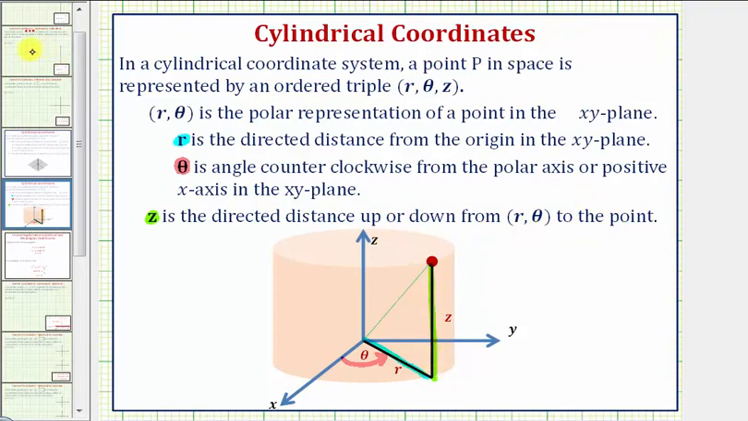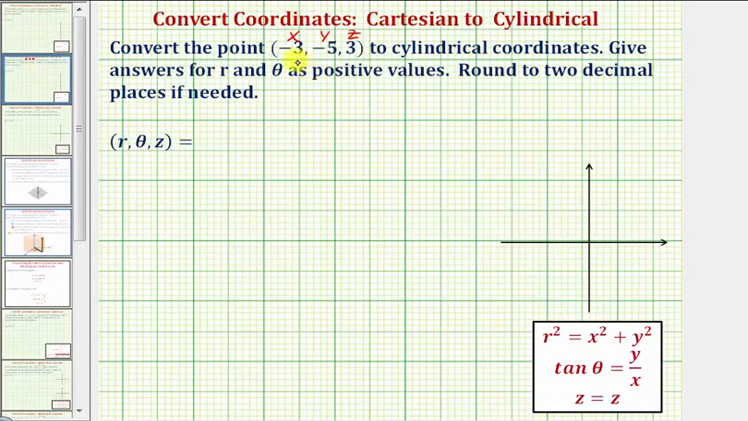So going back to our example, let's first plot the point -3, -5 in the xy plane to help visualize r and theta. So this is the x-axis, this is the y-axis. Since the x-coordinate is -3, we'd go left 3 units. And because the y-coordinate is -5, we go down 5 units. So this would be the point -3, -5 in the xy plane.